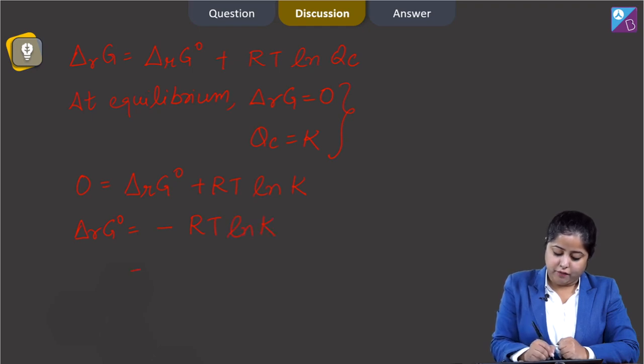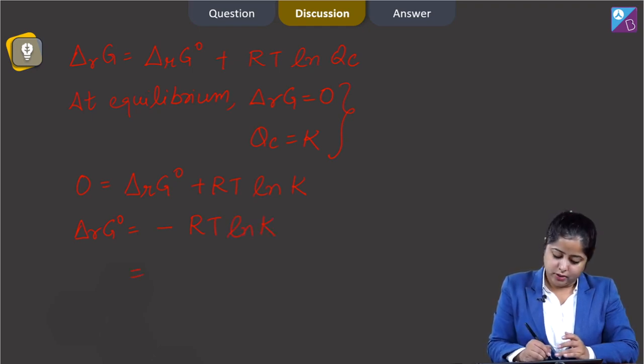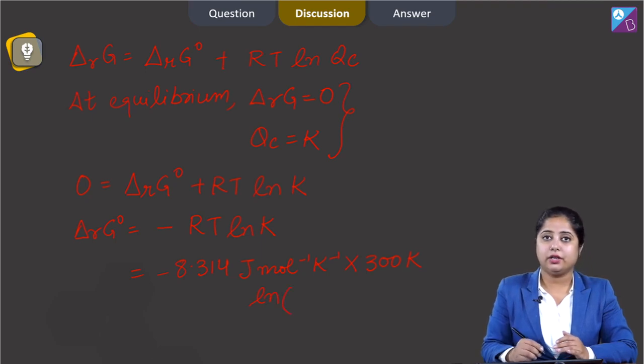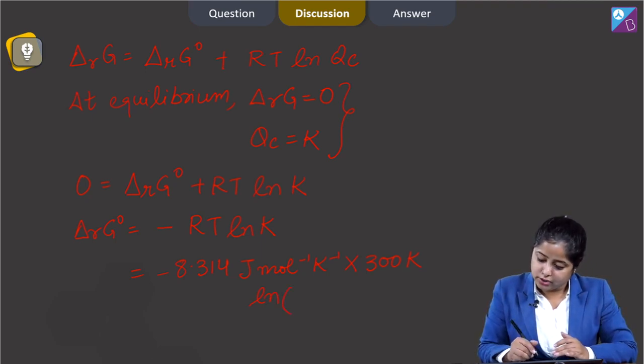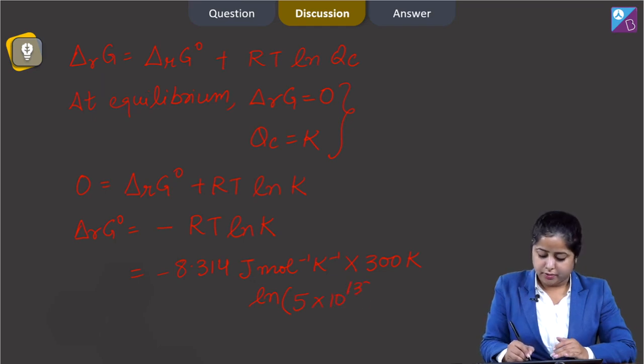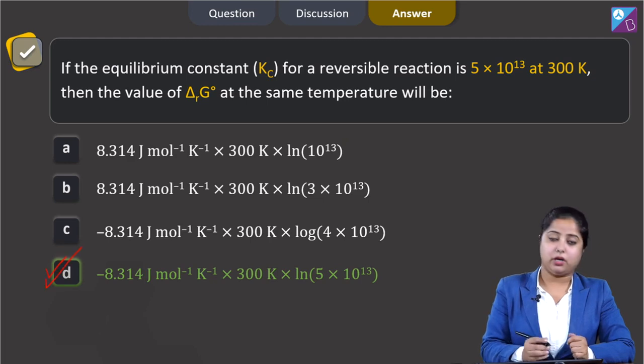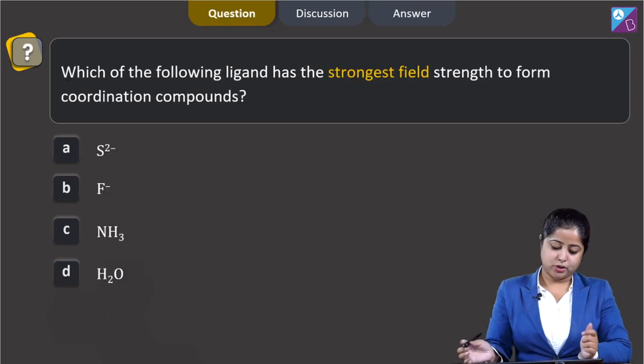Let's put the values of R, T and K in the equation. The value of R is 8.314 joule per mole per Kelvin. The value of temperature is 300 Kelvin, and then ln, the value of K was already given in the question, which is 5 into 10 raised to the power 13. That means the correct answer is option number D. Moving to the next question.